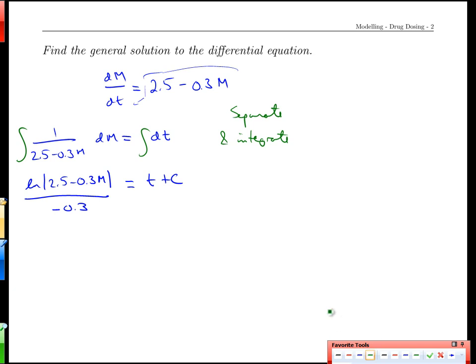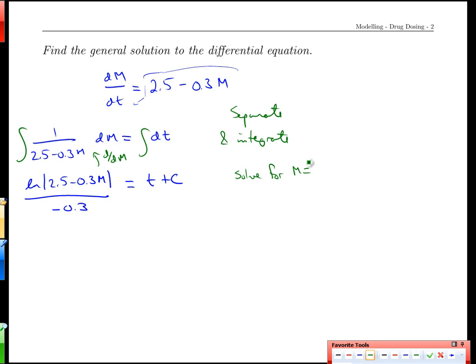Again, remember you can always check these things. We could take the derivative with respect to m. If I differentiated ln of this, I get 1 over. But then I would get a times negative 0.3. We don't want that, so we have to divide by negative 0.3 when we do our integration step. But that's it. We've separated, we've integrated, and now our goal is to solve for m equals.